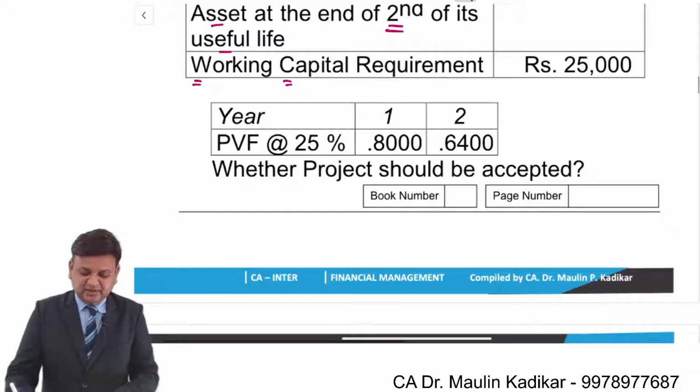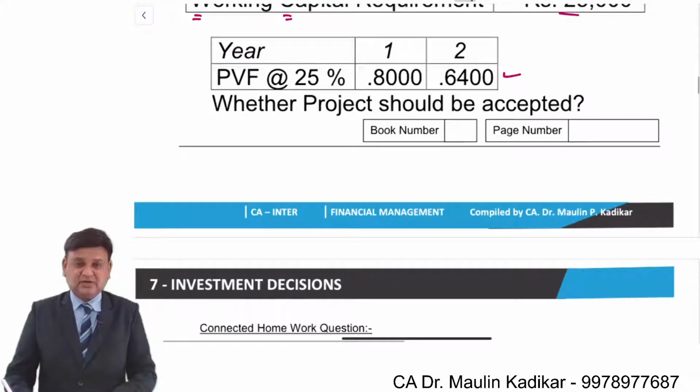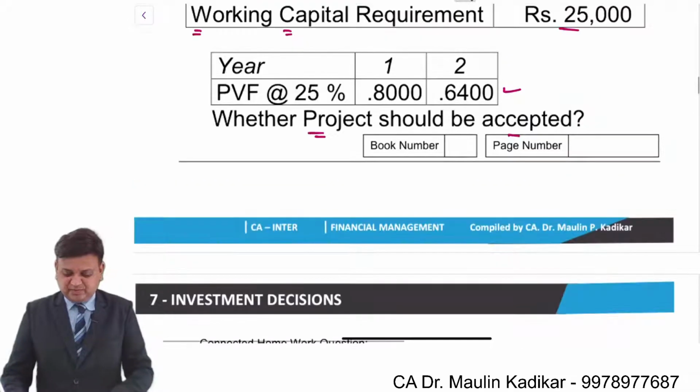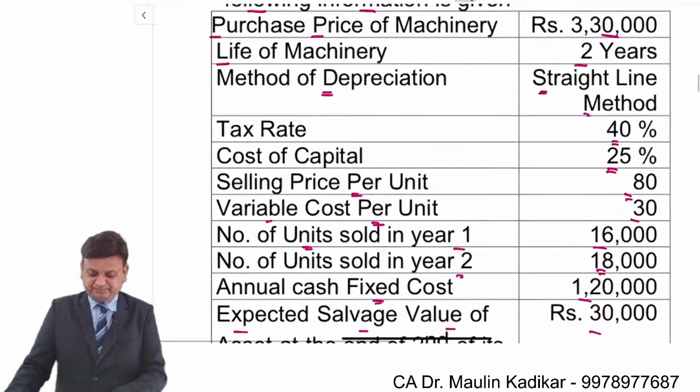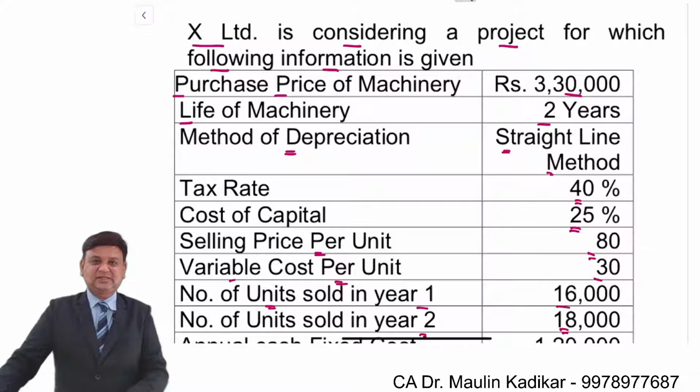There is also a working capital requirement of 25,000. First and second year discounting factors are given, and the question is whether the project should be accepted. That is the question. Everybody is requested to go through the question, please.